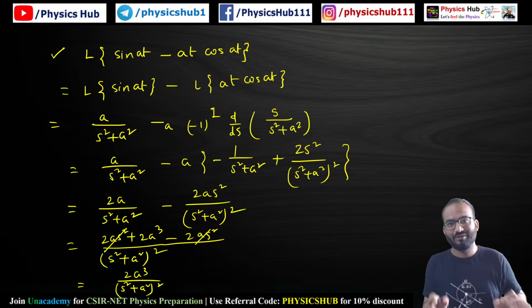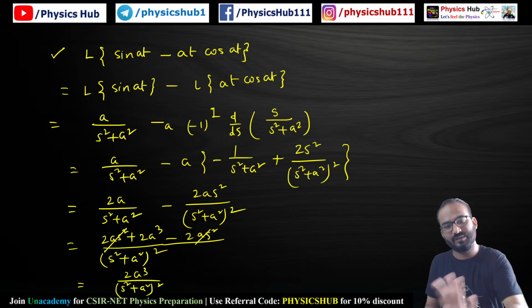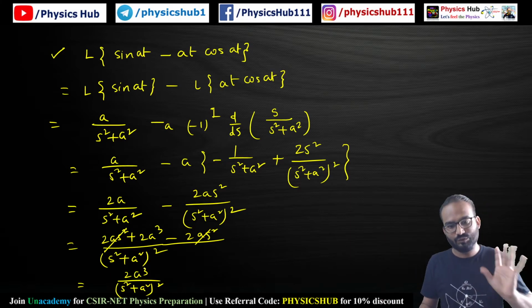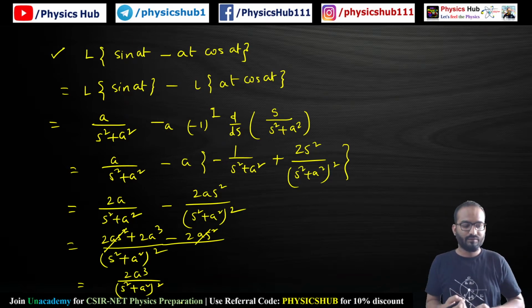Okay, so look, the solution is a little bit lengthy. As I told you, this is a very special problem. You can take it as a reference problem, a textbook problem. 2a cube by s square plus a square whole square.